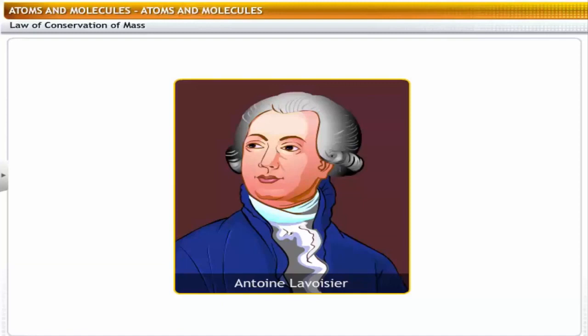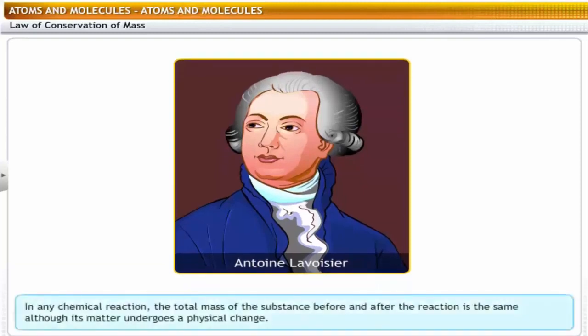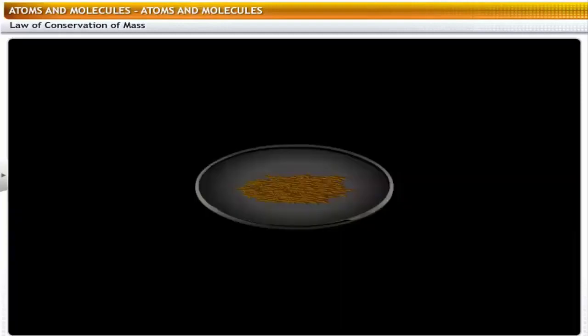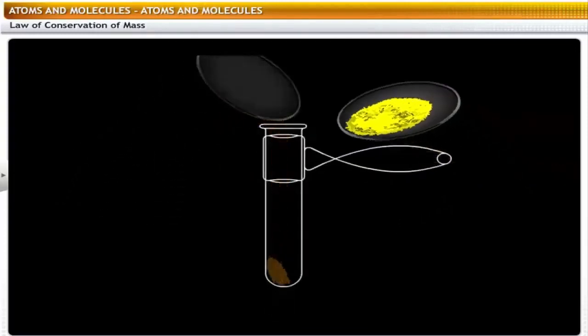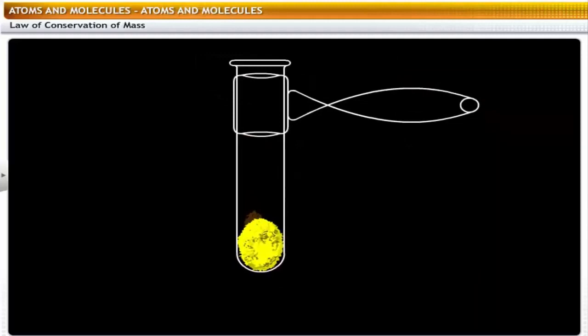Later, Antoine Lavoisier, from his experimental observations, established a law that states that there is no gain or loss of mass when new substances are formed. This can be better explained with the help of an experiment. To do this experiment, take 5 grams of iron filings in a watch glass. Take 5 grams of sulfur in another watch glass. Then mix the iron filings and the sulfur thoroughly and weigh it. The weight is 10 grams.